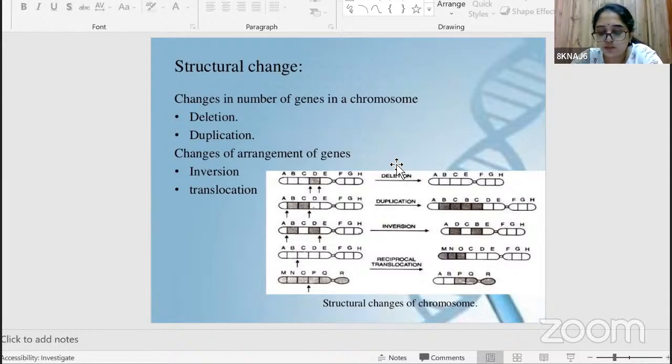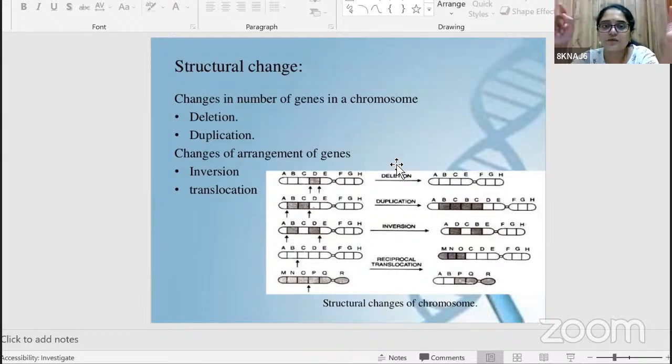Addition or deletion of a chromosome segment is again denoted by plus or minus. So there is a syndrome called Cri-du-chat syndrome. So you have the female with that syndrome. The number of chromosomes is going to be 46,XX, but there's a missing piece in the short arm of chromosome 5.